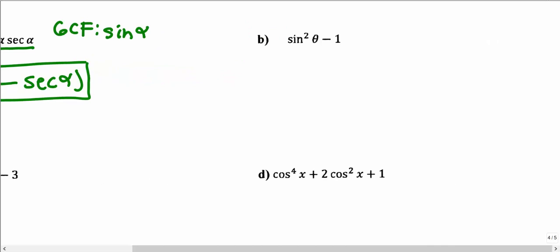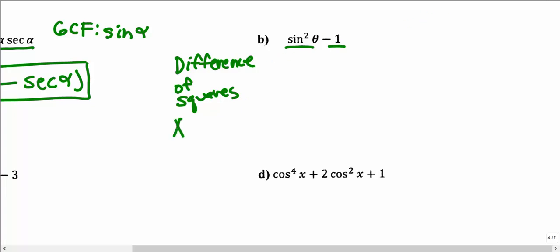If we wish to factor sine squared theta minus 1, we have two separate terms, and both of these would be what we call perfect squares. So we're going to think back to algebra when we factor something called a difference of squares. And when we're factoring, let's think back to this example here, x squared minus 1. When we factor that as conjugates.